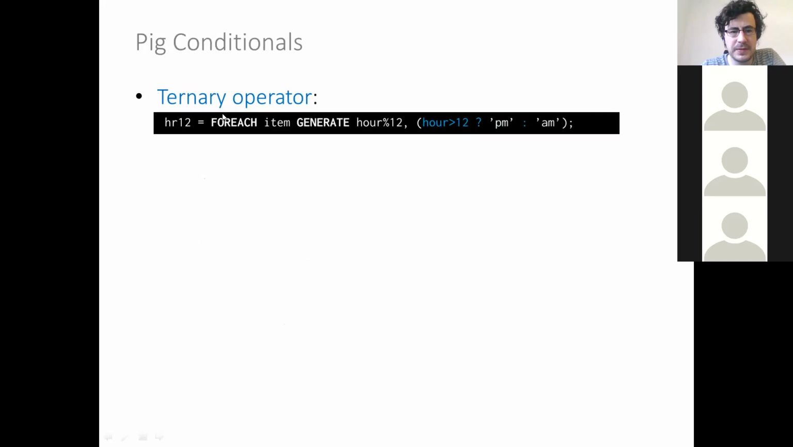So we also have some conditionals. We can generate certain values based on a conditional statement. In this case, we have a ternary operator, which has a condition followed by a question mark, and then we give the value if true or the value if false. So what are we doing here? We're generating for an hour, which might be, for example, 23, if it's greater than 12, then we're going to add the value PM, or otherwise we're going to add the value AM.